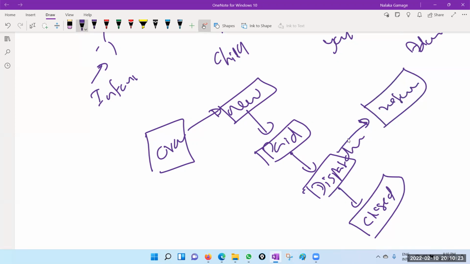So likewise, there can be some possible transitions, and also maybe after paid, it can be cancelled. Order is cancelled for some reason. So we are interested in seeing these state transitions. What are the states? What are the transitions? Which kind of events are going to initiate transitions? That is where we have state transition diagrams, right?